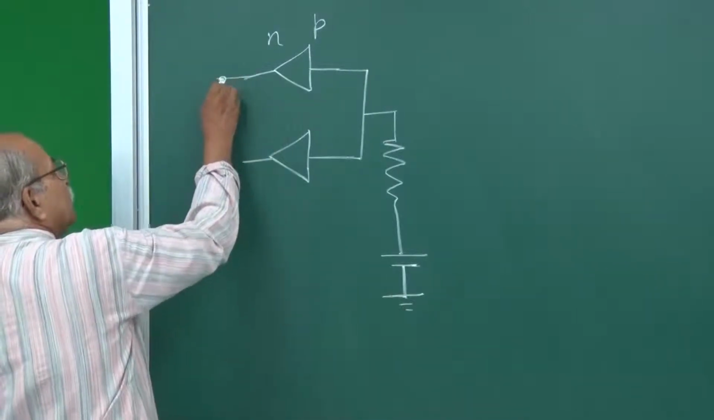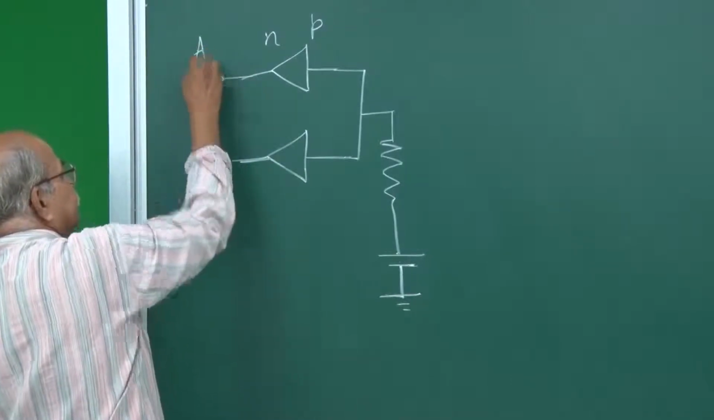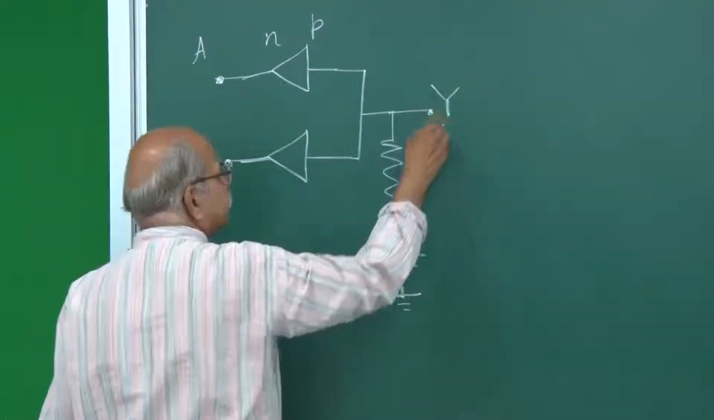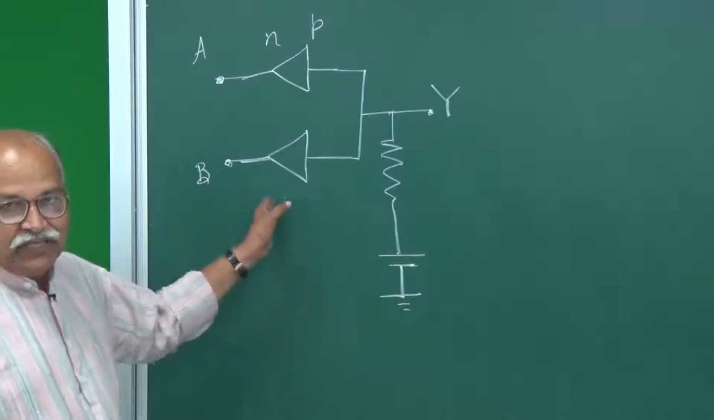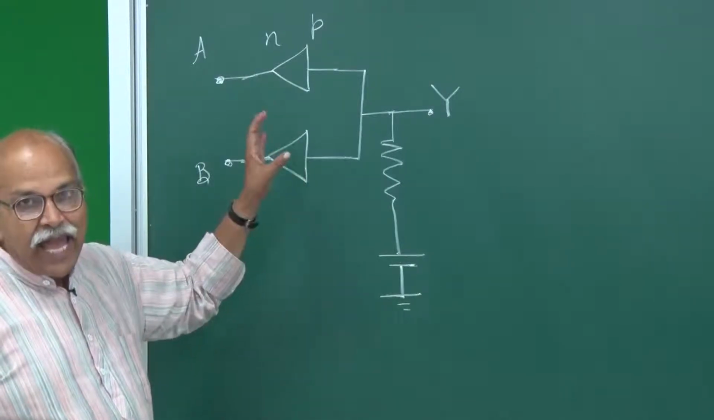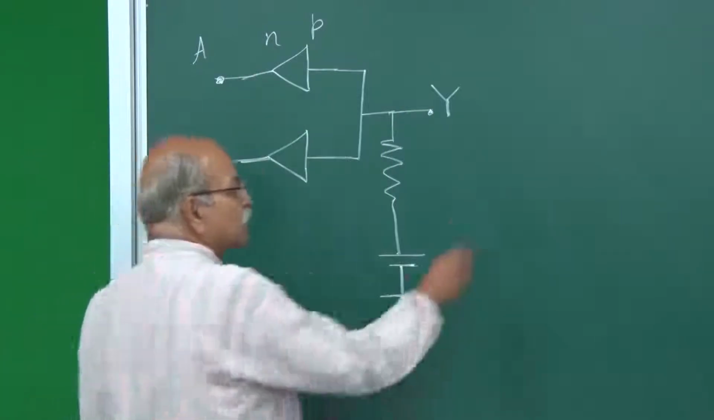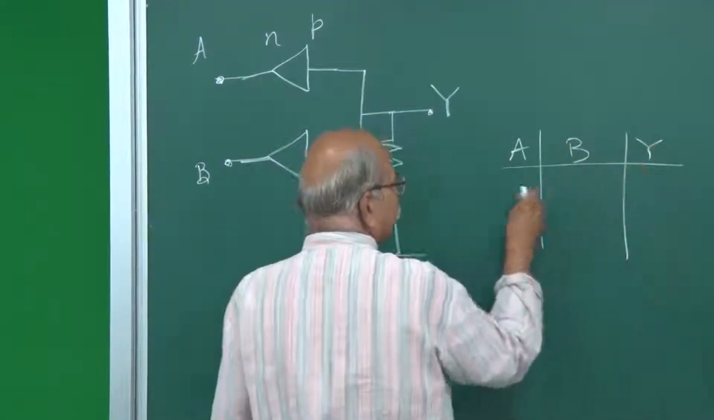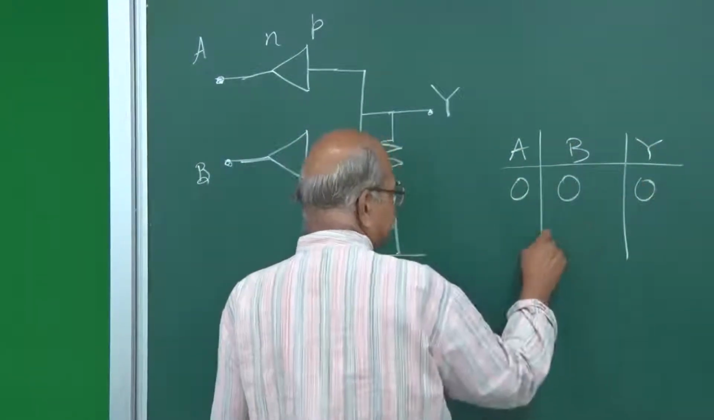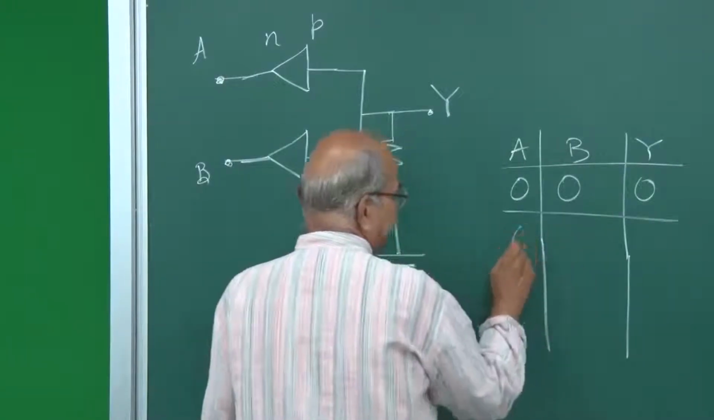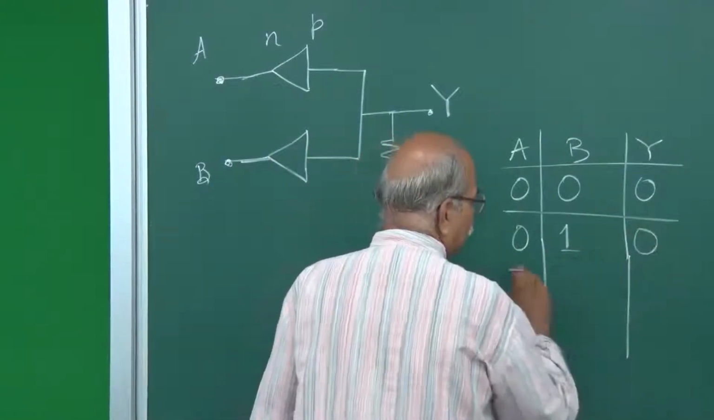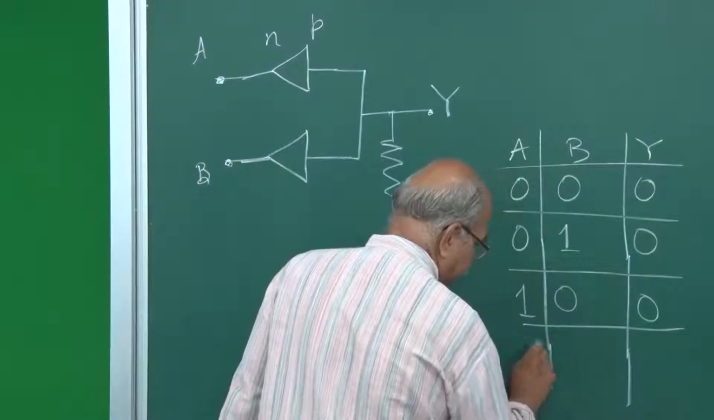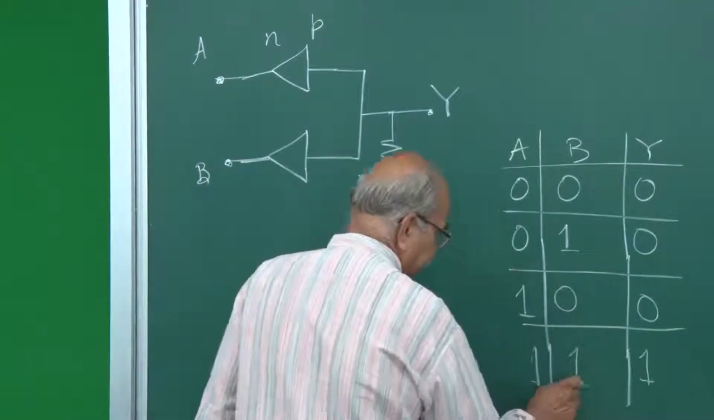And let these 2 be the input points A and B, and let this be the output point Y, and see if this can do that AND operation. What is that AND operation? The AND operation is: if A is 0, B is 0, Y is 0. Then if A is 0, B is 1, then Y is 0. If this is 1, this is 0, then this is 0. And if this is 1, this is 1, then this is 1. That is the AND operation.